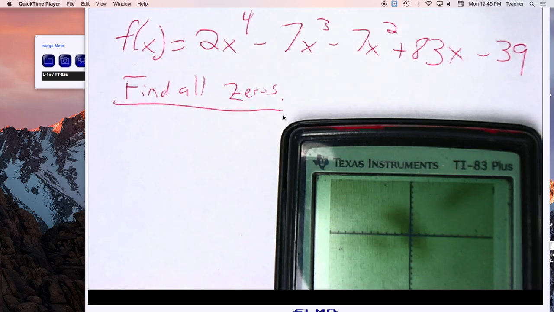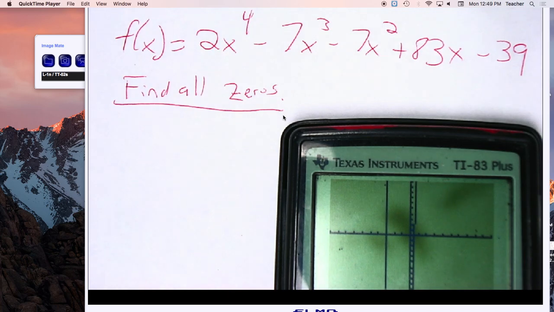I do zoom standard, and of course I know zeros are like x-intercepts. And so when I look at this graph, it appears that there's one at -3, and then also something between 0 and 1. And I could use my calculator to get a better idea of that.